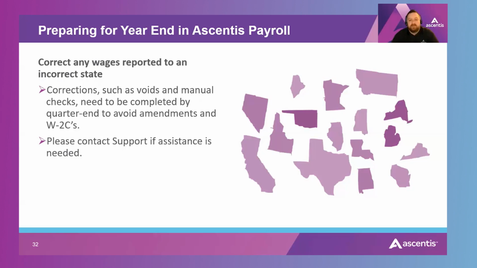Another common item is to correct any wages paid under incorrect states. If an employee has been paid in an incorrect state and you need assistance making the correction, please contact our support team and we'll be glad to help. Corrections need to be completed before the end of the quarter and year end to avoid amendments and W-2Cs.